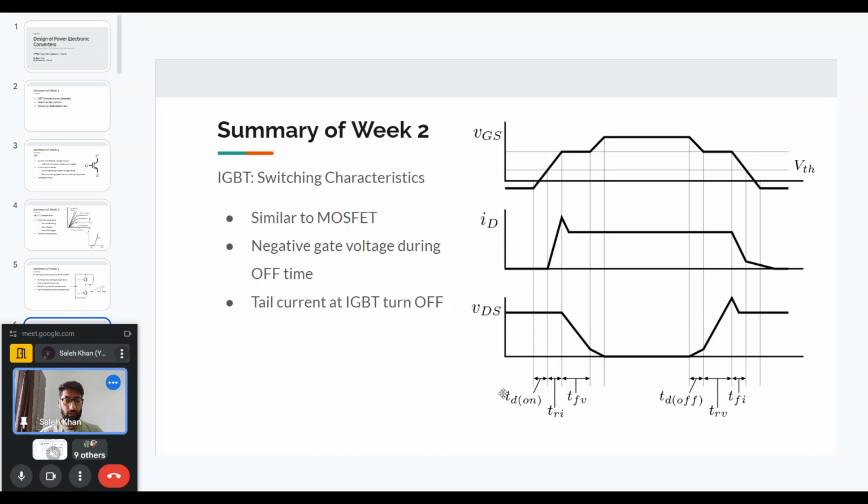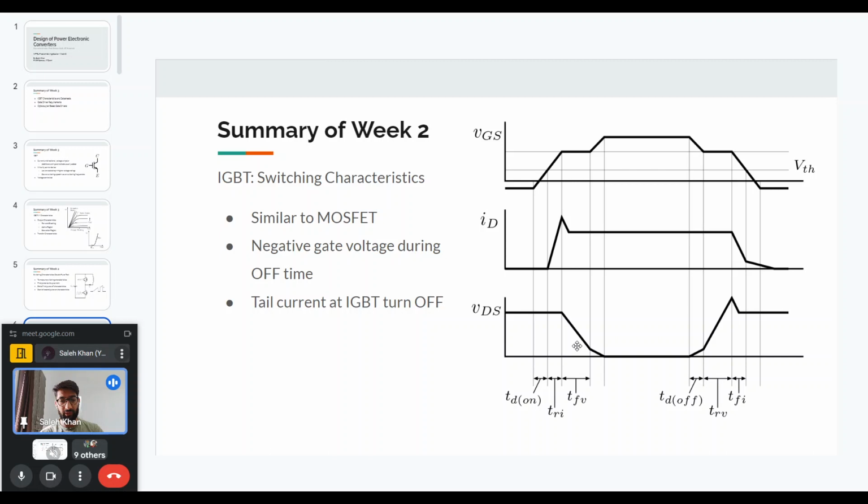Now we can see the IGBT switching characteristics, and it is very similar to the MOSFET. So the gate voltage first rises, it crosses the threshold, and after the threshold, the current starts to rise, and then it reaches a Miller portion, and in the Miller portion, the voltage drops, and then after the voltage has dropped to nearly zero, then it goes again to the full voltage.